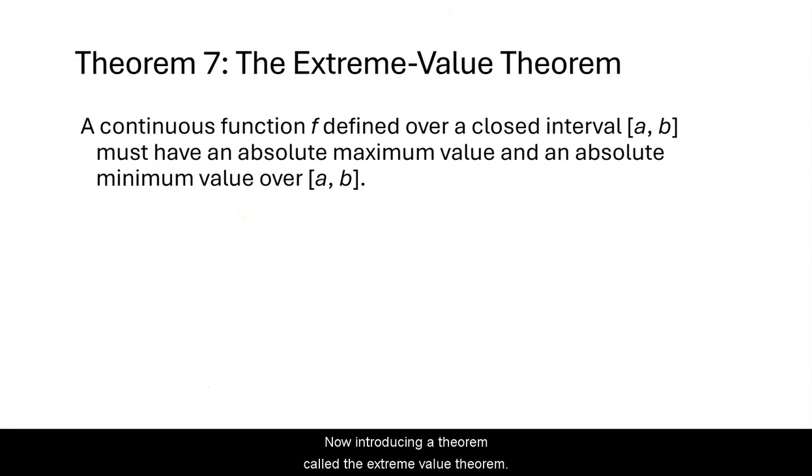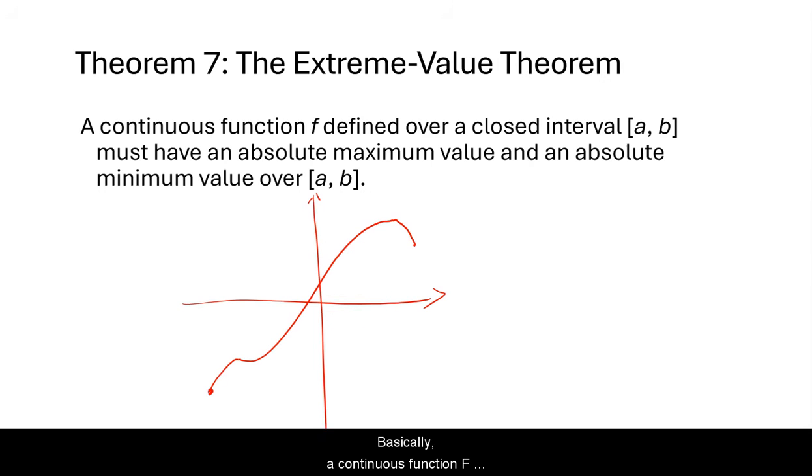Now introducing a theorem called the extreme value theorem. It says a continuous function f defined over a closed interval [a, b] must have an absolute maximum value and an absolute minimum value over the interval [a, b]. Basically, a continuous function f defined on a closed interval must have a highest point and a lowest point in the graph.